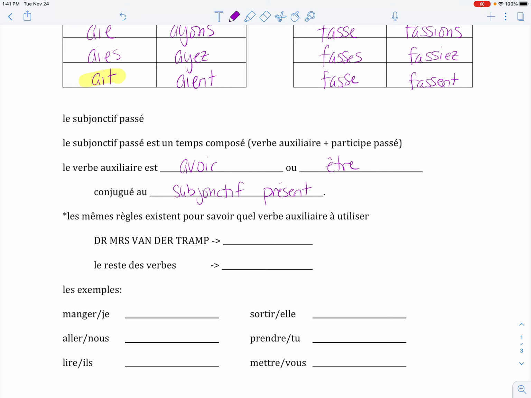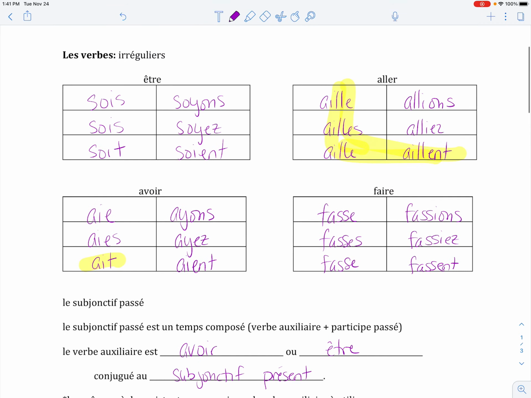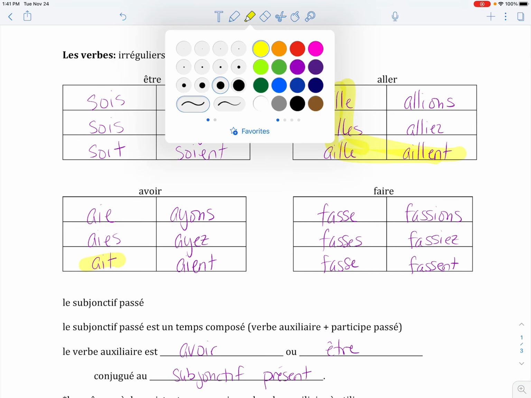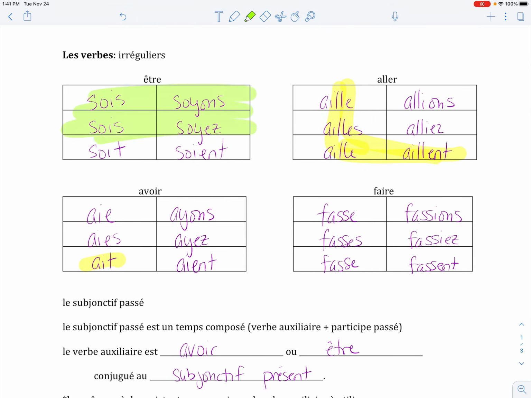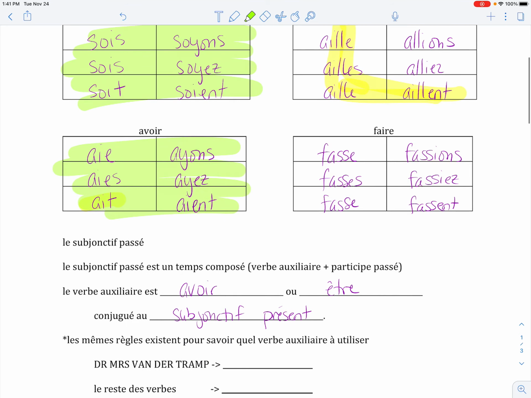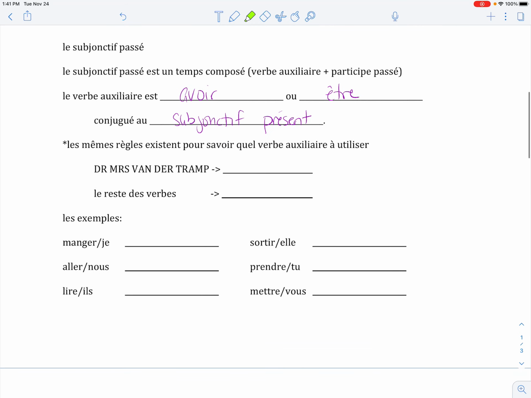So when you're conjugating the past subjunctive, what you're going to use is the conjugation of être or the conjugation of avoir in the present subjunctive, just as you have right here, plus the past participle. Exact same past participles that we used for all our other compound tenses in the indicative. Exact same distinction between when to use avoir and when to use être, being that the Dr. Mrs. Vandertramp verbs are the verbs that use être, and le reste des verbes, the rest of the verbs, use avoir.